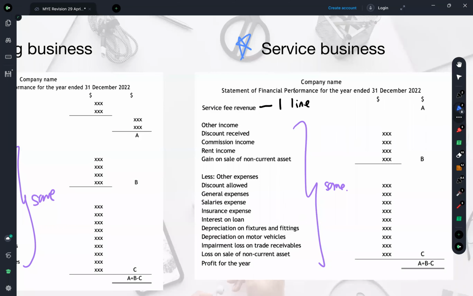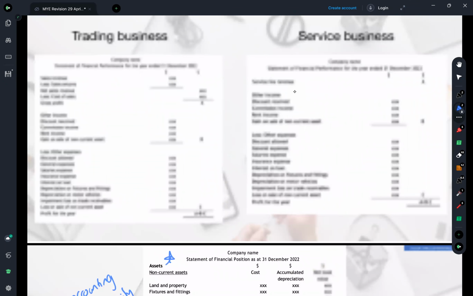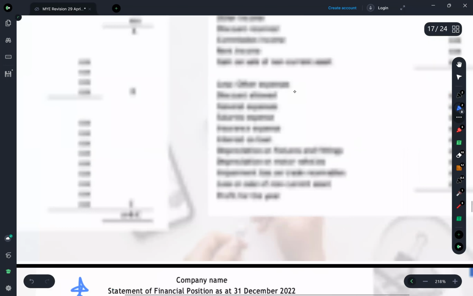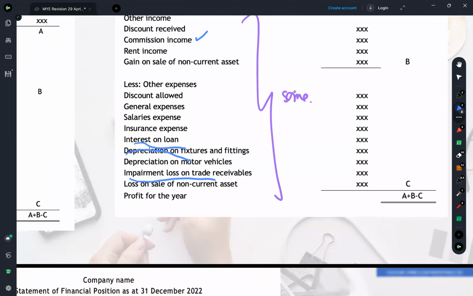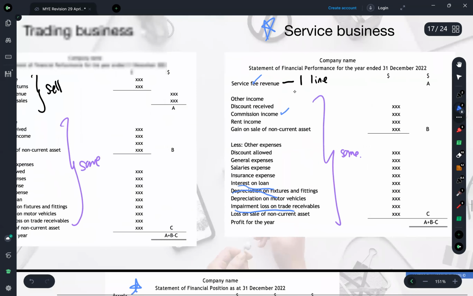So in this case, there's only commission income for this question, and the advertising income. Then the rest are all expenses. You see depreciation, interest on loan, impairment loss. Yeah, all these will be tested because it's very common. You'll always be tested. So at the end of the day, we want to know how much is the profit for the business, and then you record the profit. Okay, so your revenue plus your income minus your expenses.